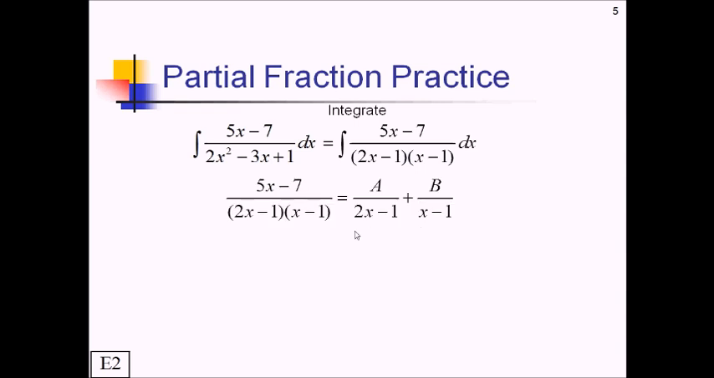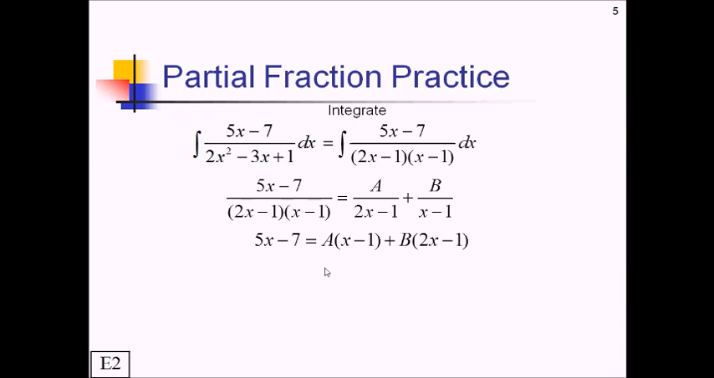Now we need to solve for a and b. First step to that, again, was multiplying by our LCD. That's pretty much just whatever this integrand denominator got factored into. So multiplying everything by 2x minus 1 and x minus 1, I'm going to end up with just 5x minus 7 on the left side. On the right side, I'll have a times x minus 1, because these 2x minus 1s are going to cancel. And I'll have b times 2x minus 1, because the x minus 1s are going to cancel.